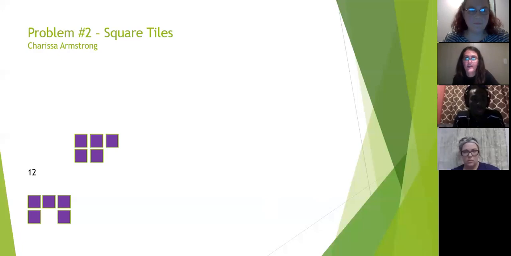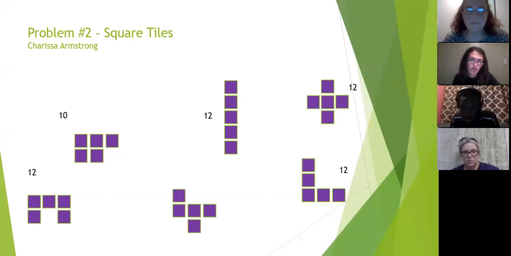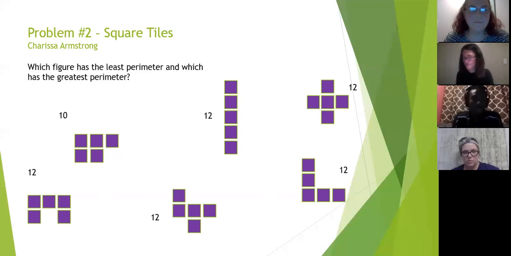Just go ahead and keep clicking all through here, and there'll be more figures. Or sorry, that one's 10. Go ahead, keep going. There's more. All right, and the perimeter of that one is 12. I have more figures that I laid there. I think those are perimeters of 12 as well. You just have to count each one, their length of 1.